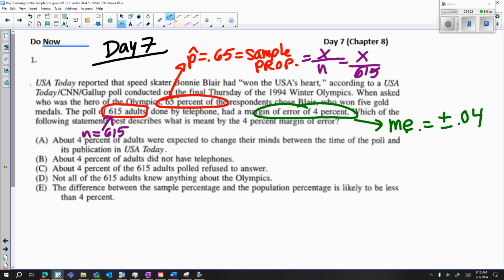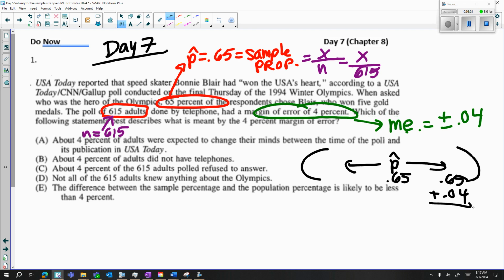Visualize what the margin of error is. It's that distance around the p hat. So remember, you put your p hat in the middle, and you're adding and subtracting 0.04. But think about what your goal is with that. Okay, so read them over, and then tell me what you got.